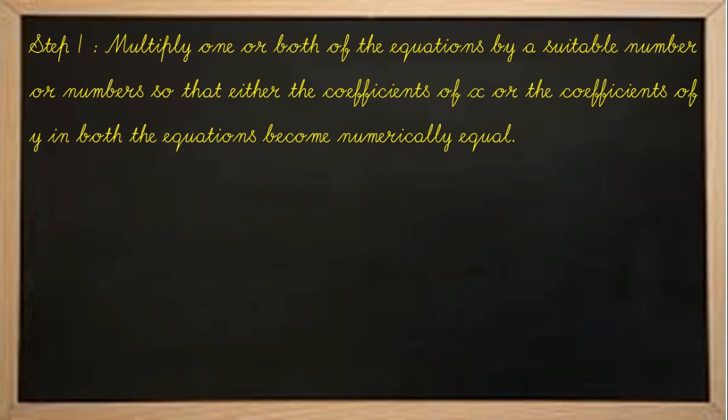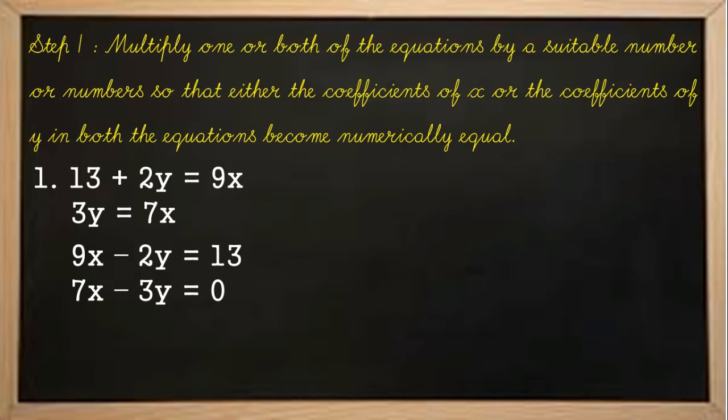In the first step, multiply one or both of the equations by a suitable number or numbers so that either the coefficients of x or the coefficient of y in both the equations become numerically equal. So in this, the first step says that if you observe the given equation, now let us rewrite it in the standard form, that is 9x minus 2y is equal to 13, 7x minus 3y is equal to 0.